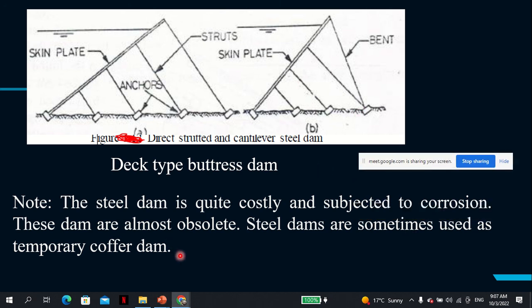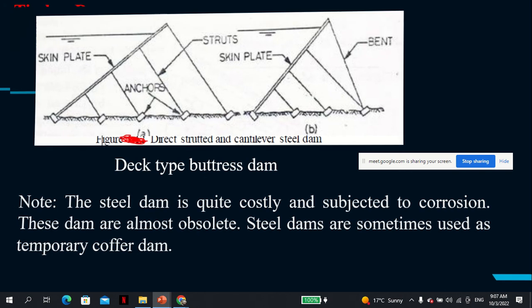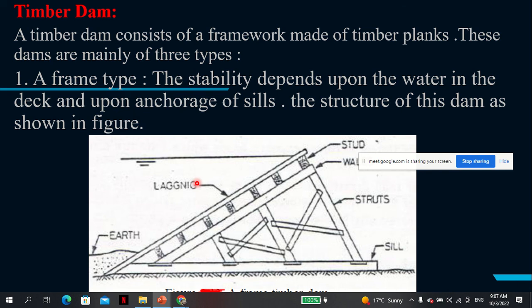So the steel dam is quite costly and subjected to corrosion. These dams are almost obsolete, we say, and steel dams are sometimes used as temporary coffer dams. Of course, if you have to use them, for example, like the sheet pile I've talked about, you have to treat them. You have to take care of the issue of corrosion, and so on. So there has to be some treatment to make sure that they can have a good service life.